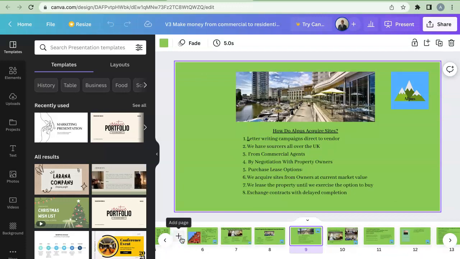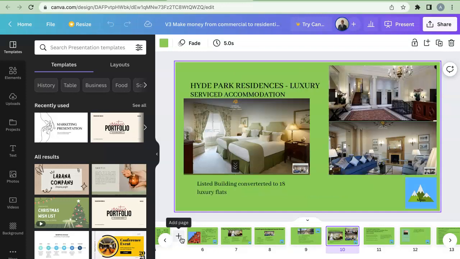So this is about step one: how do we acquire sites? We do this by letter writing campaigns, direct to vendor. We've got a network of sources all over the UK. We get some leads from commercial agents. We carry out negotiations with property owners. We can carry out purchase lease options to acquire property which we would subsequently develop. We can lease properties until we exercise an option to buy, or an alternative approach is to exchange contracts with delayed completion.